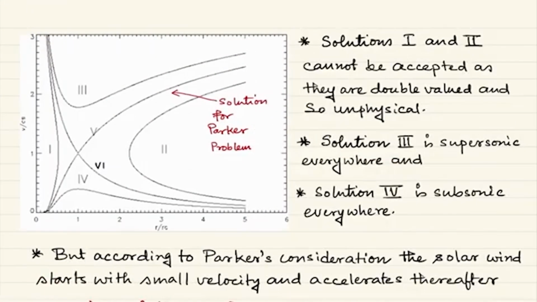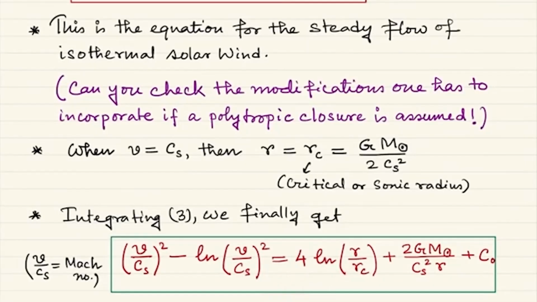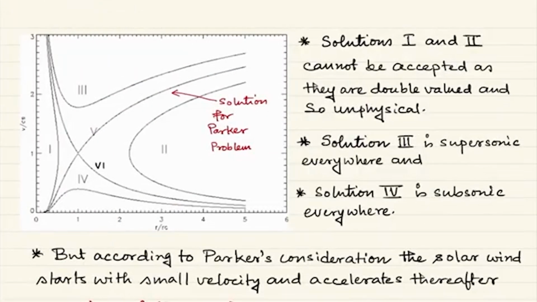So then you can simply plot the Mach number against the dimensionless number r by rc. Mach number is also a dimensionless number, and you will see that this type of equation actually permits 6 types of solutions. These are denoted by 1, 2, 3, 4, 5, 6.